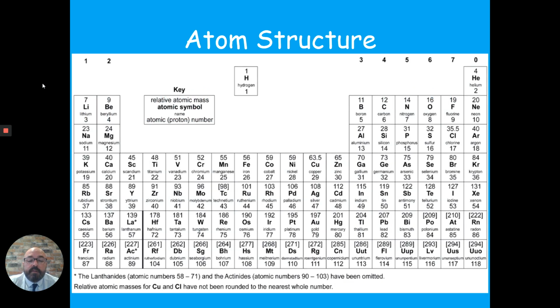So there's the periodic table. You might want to pause the video and take a minute or two to have a look through it and see what you can find, and then we'll come back and have a look at any atoms or elements that you may have found, and I'll put up a few that I've found.